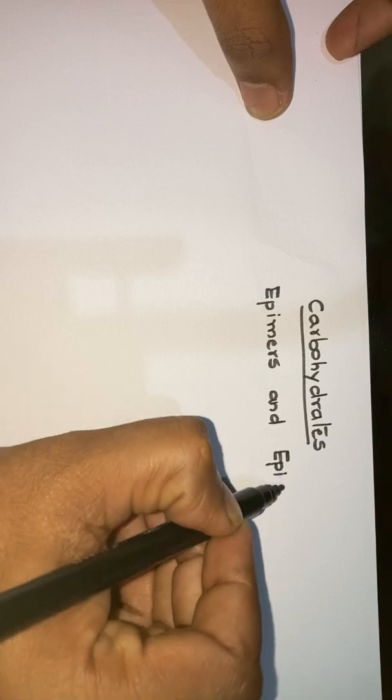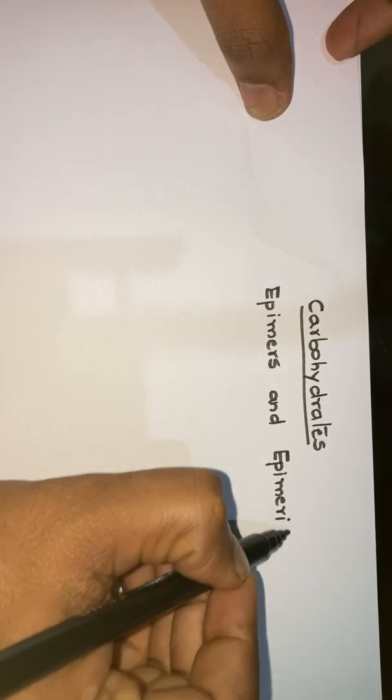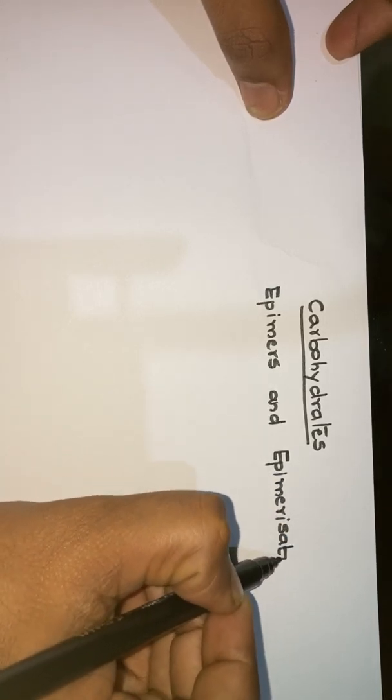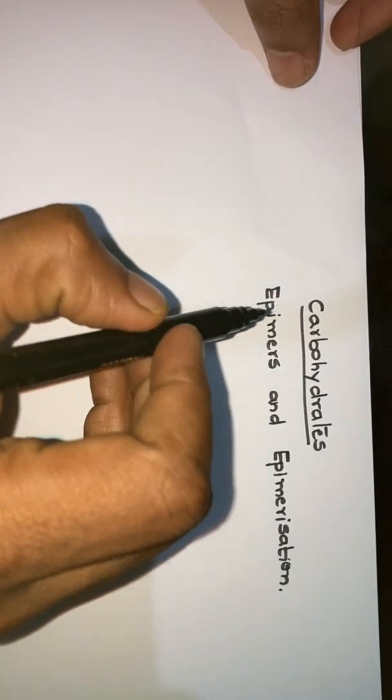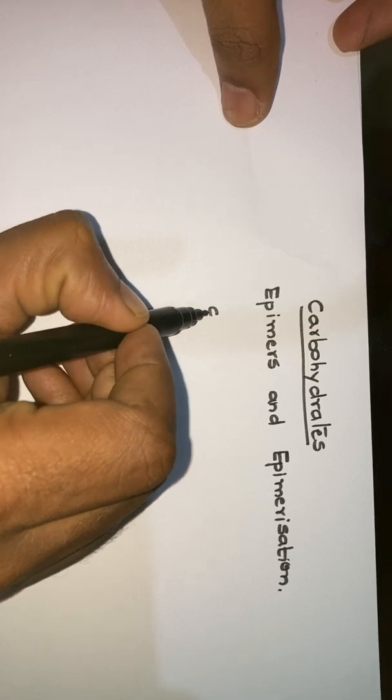So epimers are the stereoisomers. You can call them diastereomers, which differ in configuration at one of the asymmetric carbons. They differ in configuration at one asymmetric carbon, and we call them epimers. For example, let's take an example of glucose.